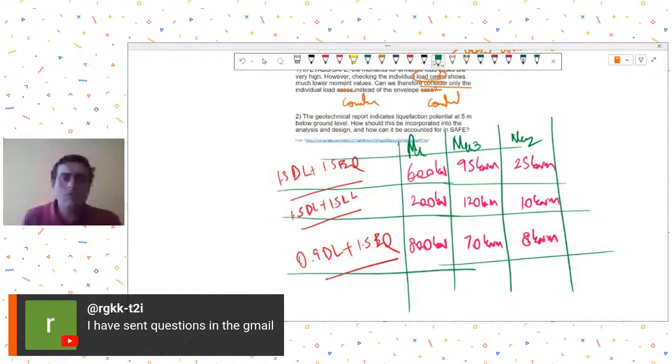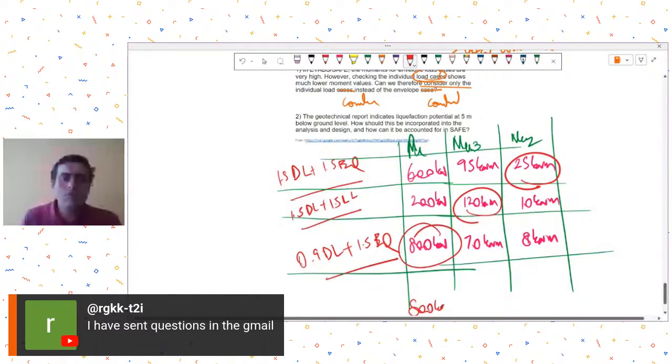If you do an envelope, which values will you end up taking for design? As per the envelope, you will take the maxima of all load combinations. So you will design for 800 kilonewton Pu, M33 of 120 kilonewton meter, and M22 of 25 kilonewton meter. You may end up designing for this, which is incorrect because these actions are not going to occur simultaneously.